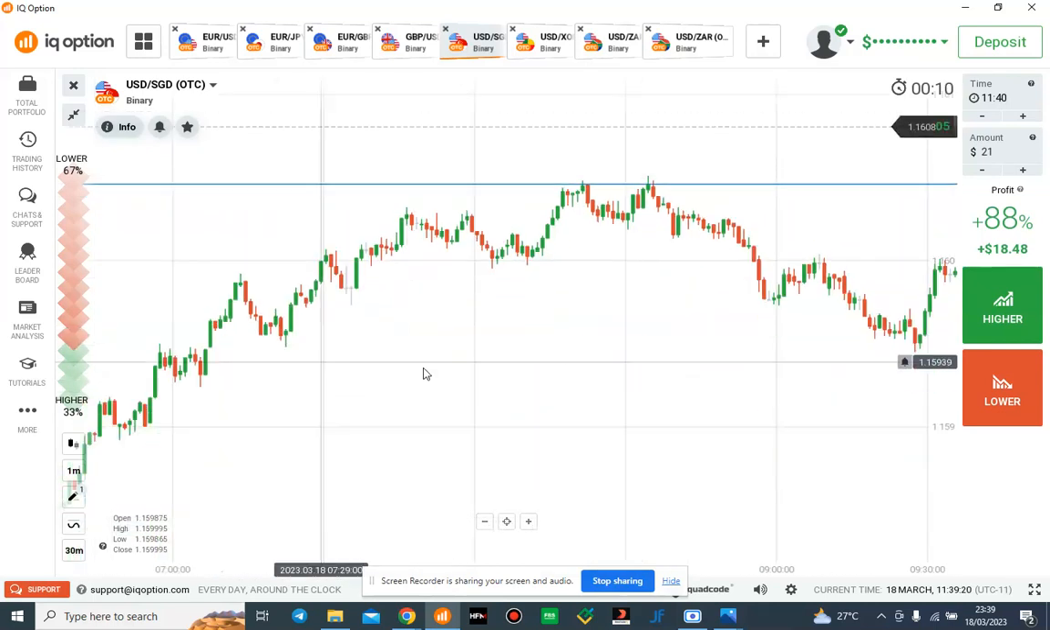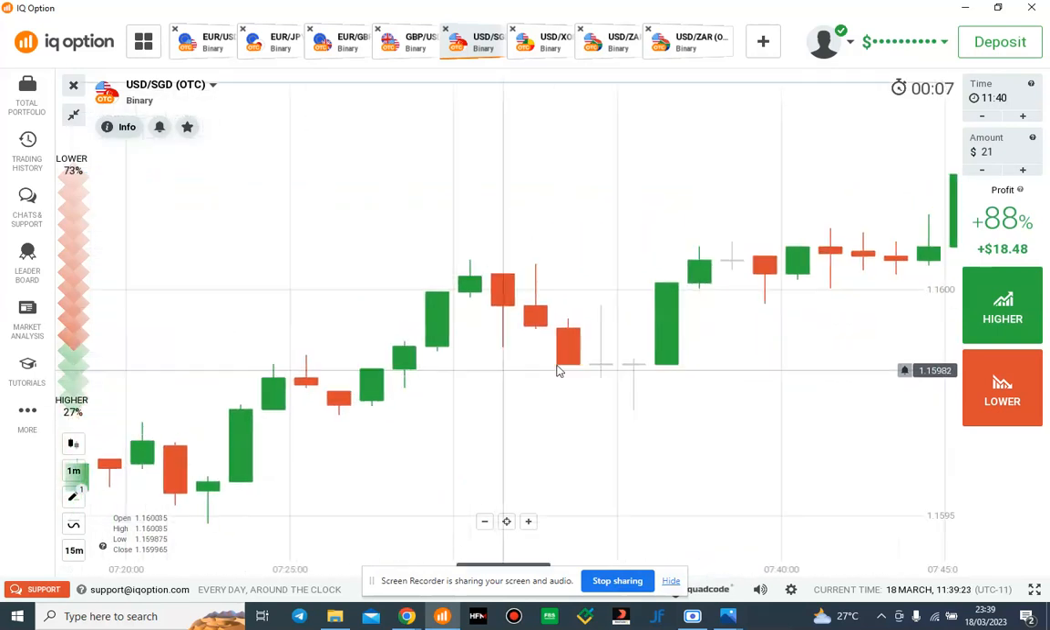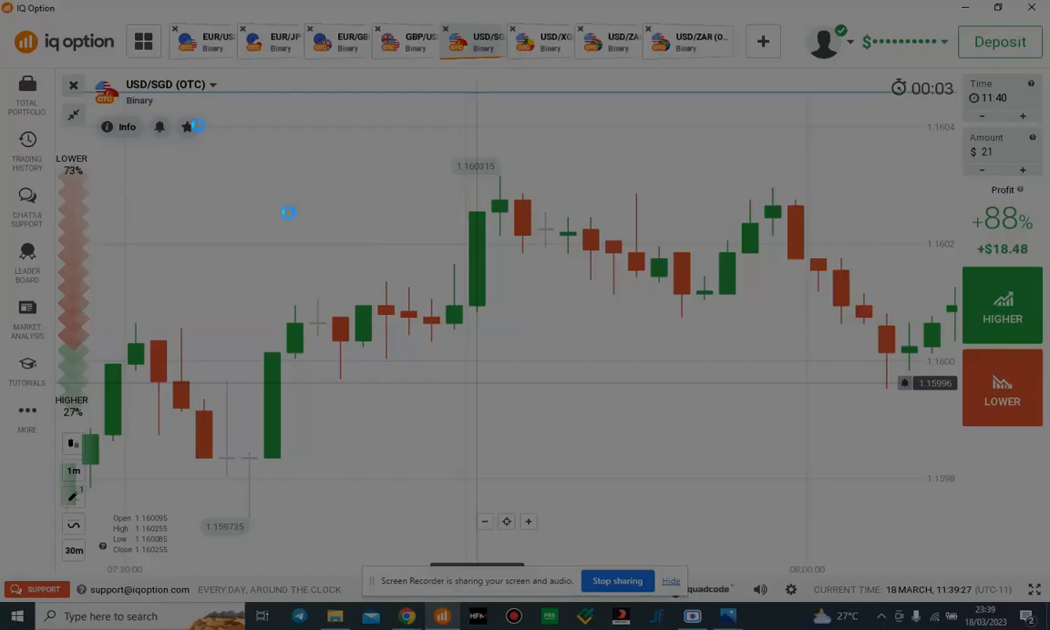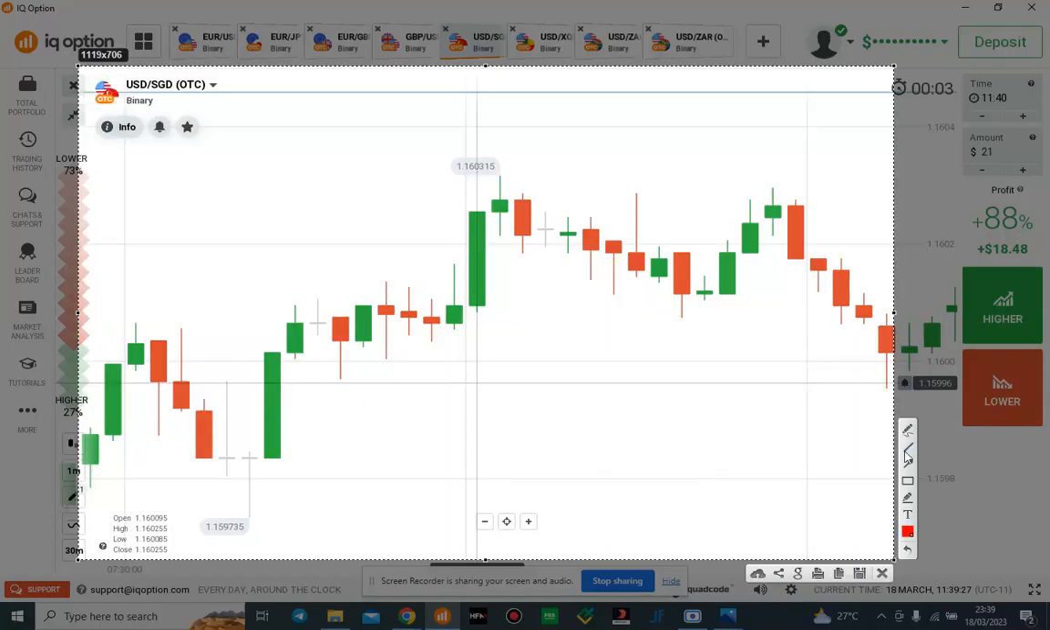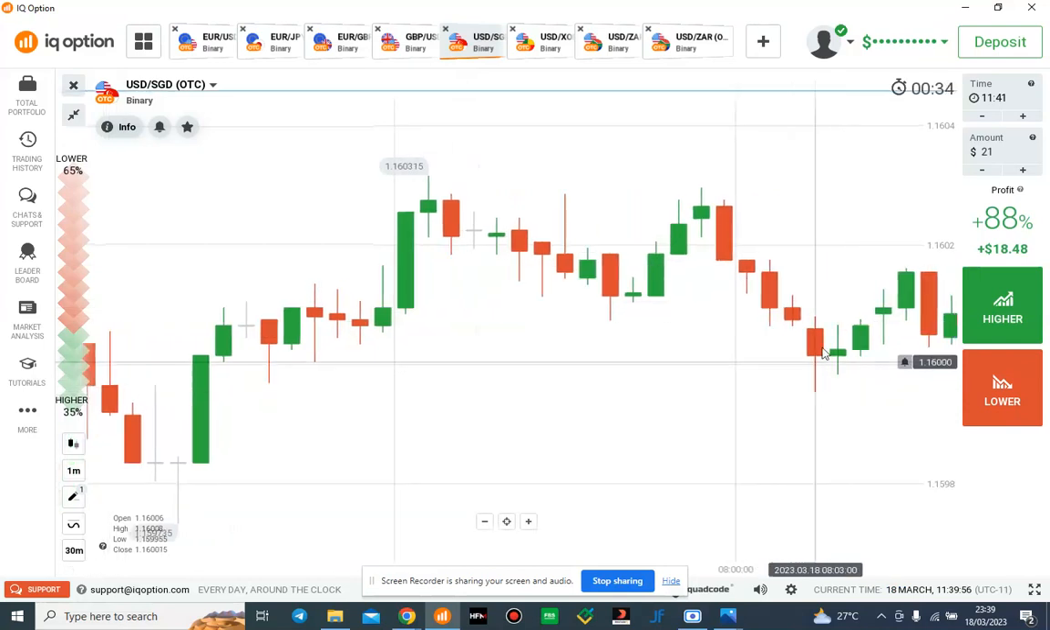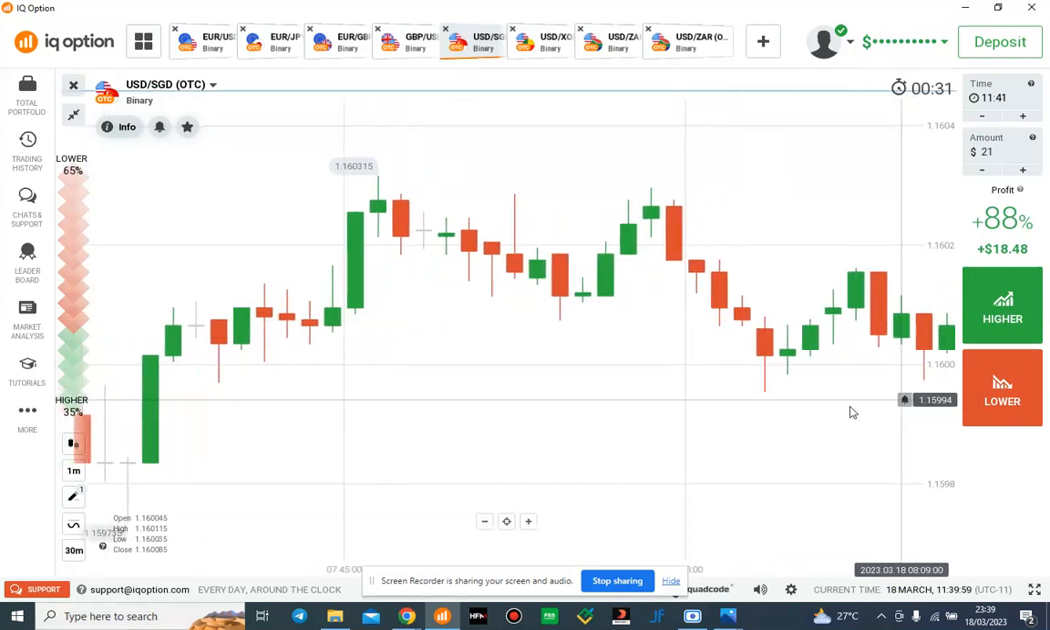So if you check this area here, here we have a resistance. Okay, you can say this here is resistance. Then we have a support. So if you extend or draw a line connecting the highs and lows, okay, you will notice that this resistance became a support. Then after that we have a breakout, okay. Then the market makes a retracement. Then we have some sellers entry.